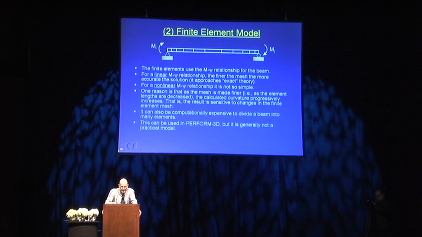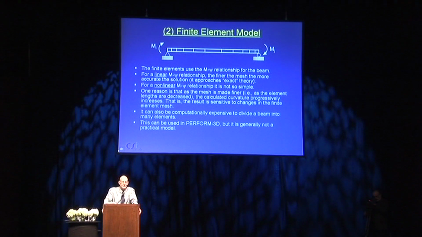One reason is that as the mesh is made finer, the calculated curvature will get larger and larger. The smaller you make the mesh, the maximum curvature just gets bigger and bigger. It's very sensitive to changes in the finite element mesh. It's also sensitive to a number of other things. If you really want to be exact with nonlinear, you have to use a lot of really complicated fracture mechanics theory. It's not simple nonlinear behavior anymore. It's much more complex stuff, which is way beyond anything which is practical.